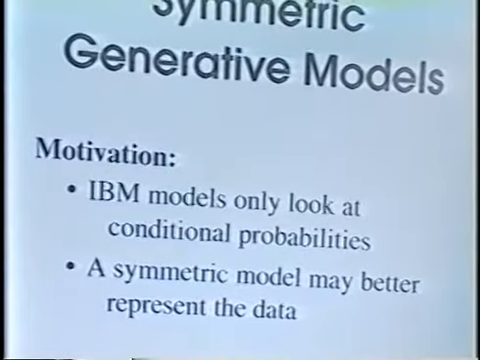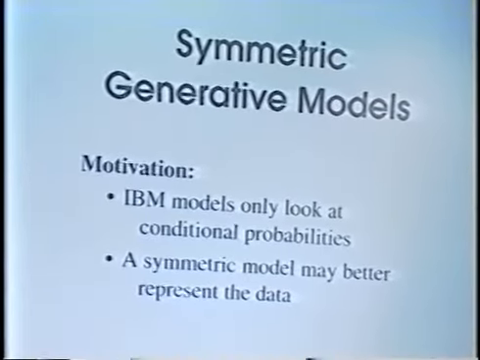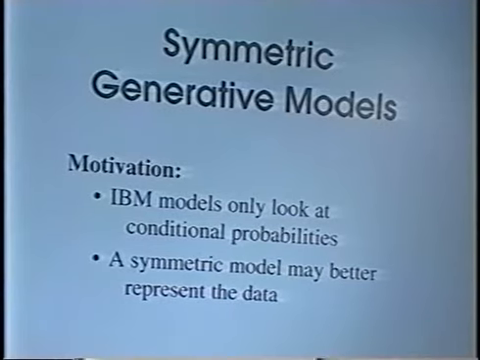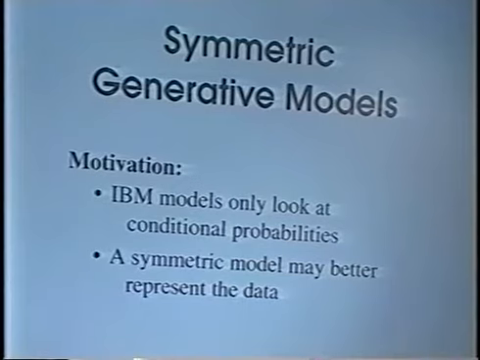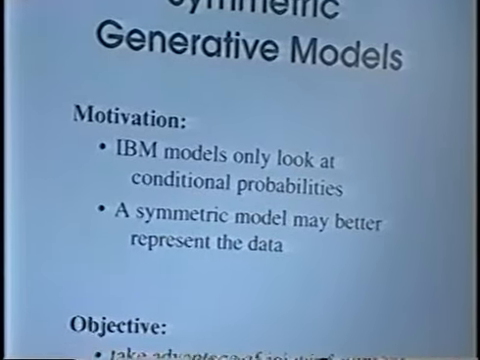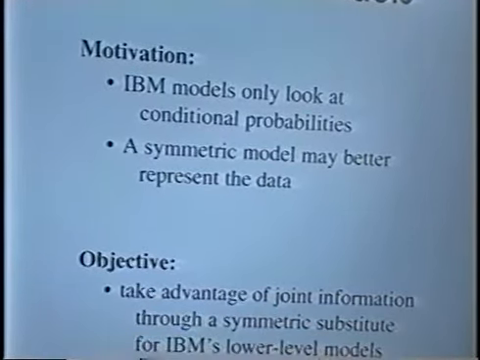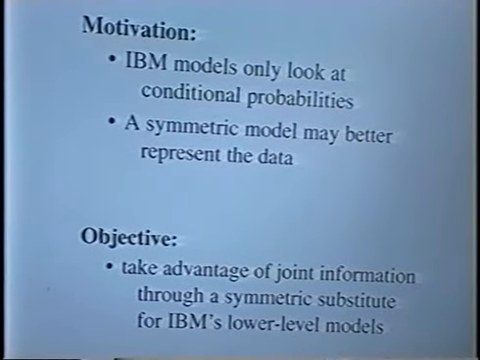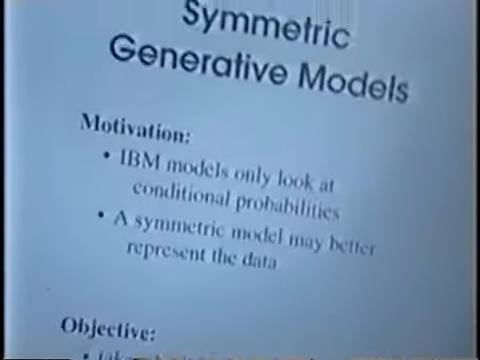Another approach that we can take is to use symmetric generative models in place of IBM's earlier models. The motivation for this is, firstly, that IBM models only look at conditional probabilities, when joint probabilities may give us a better model of the data that we're trying to represent. So our objective is to take advantage of joint probabilities through a symmetric model.